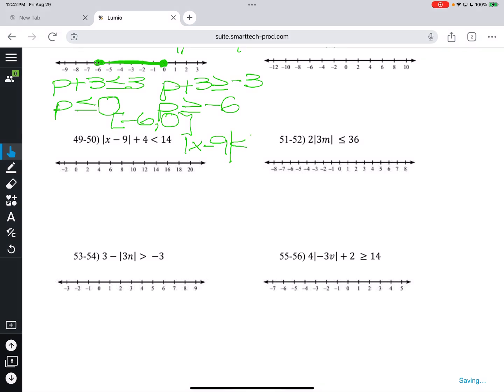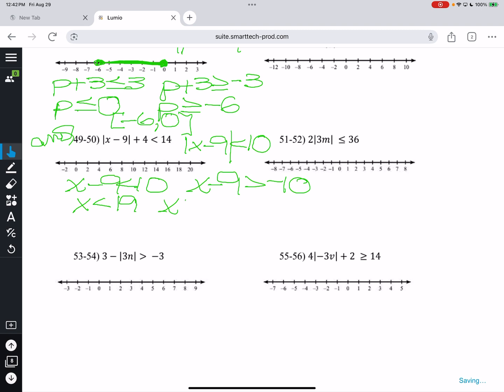is less than 10. Less than or greater than? Less than, so it's an and. We're hoping for barbells. So x minus 9 is less than 10, or x minus 9 is greater than what? Negative 10. So x is less than 19. X is greater than negative what? 1.